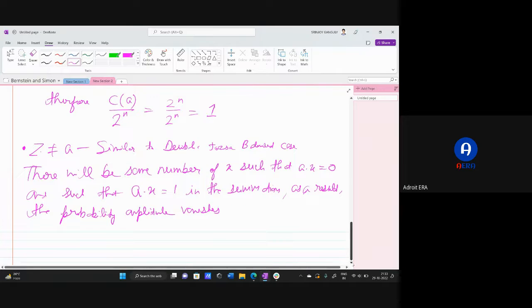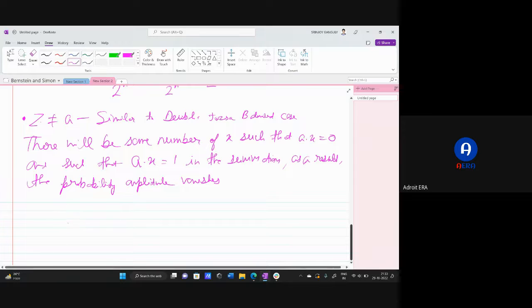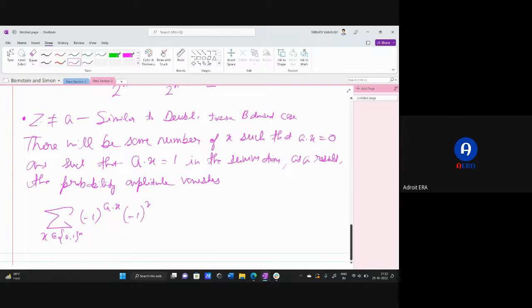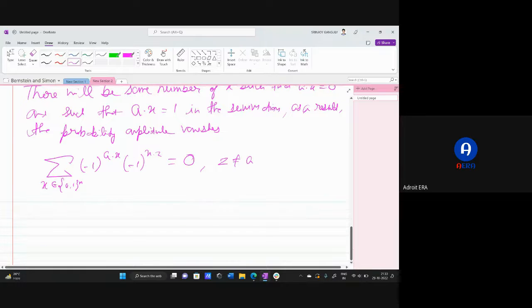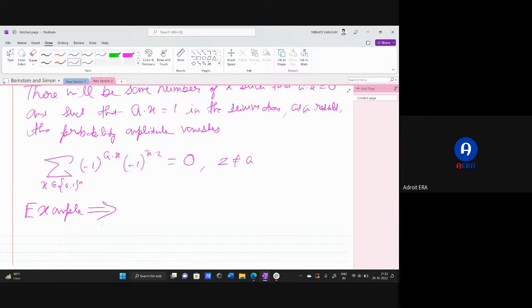So therefore now what will happen? Summation over x belonging to 0 1 to the n of minus 1 to the a dot x and then minus 1 to the x dot z becomes 0 for z not equal to a. So for example, let us take an example calculation.